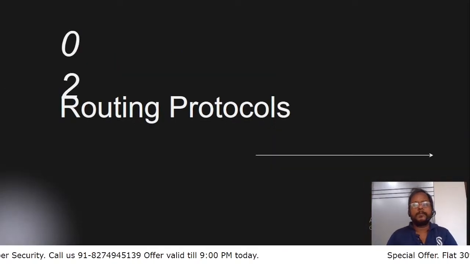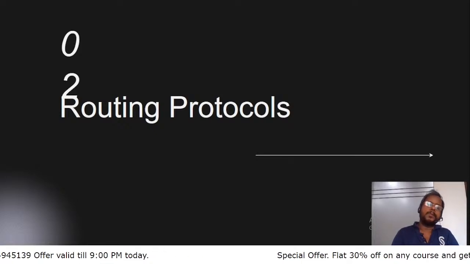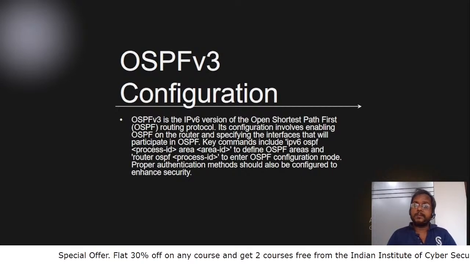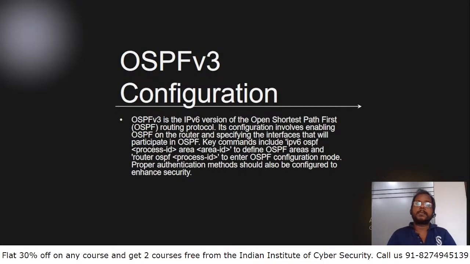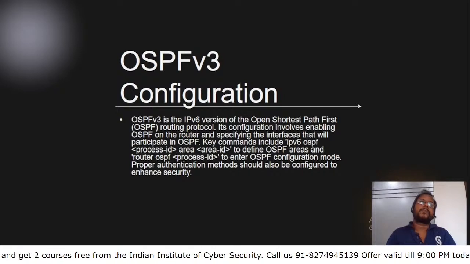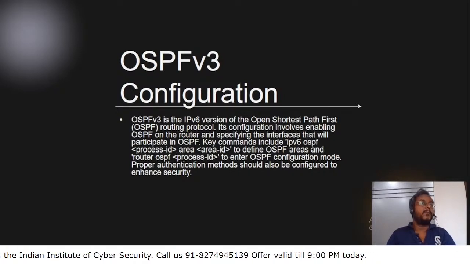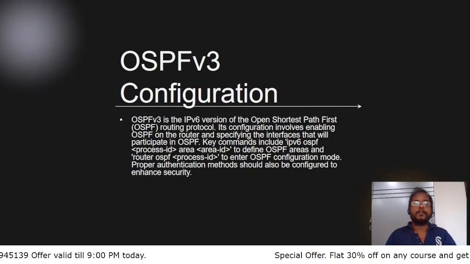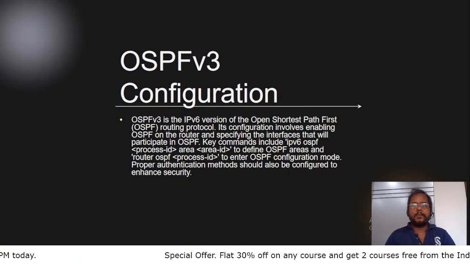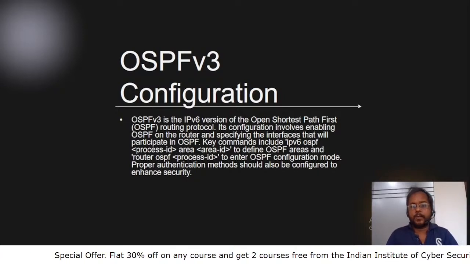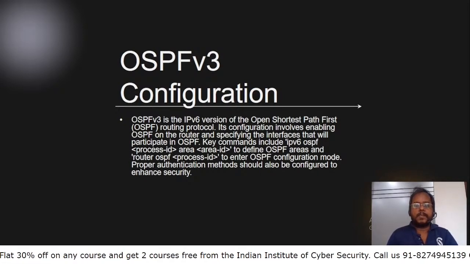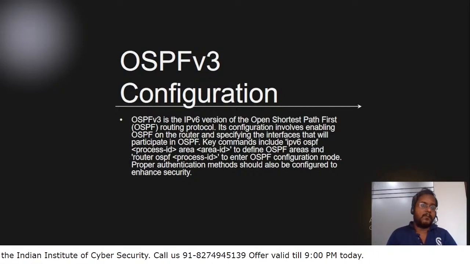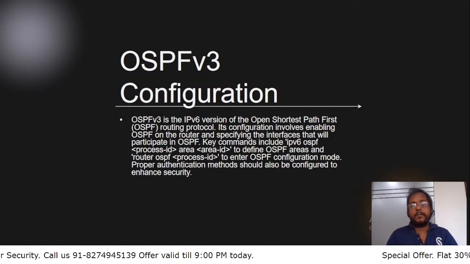In the routing protocol phase, we also see the support of IPv6, like the OSPF version 3 configuration. OSPF version 3 is the OSPF protocol that supports IPv6, because the IPv4 version, OSPFv2, supports IPv4, but OSPFv3 supports version 6 of IP. OSPF version 3 is the IPv6 version of the OSPF routing protocol, and its configuration involves enabling OSPF on the router. So you have to go to the router and give ipv6 ospf and then the process ID, and then you have to give the area and the area ID also.